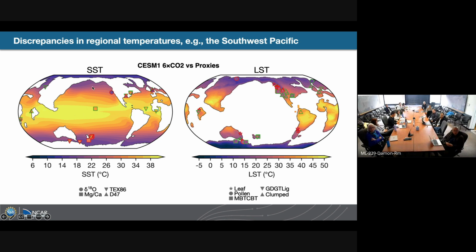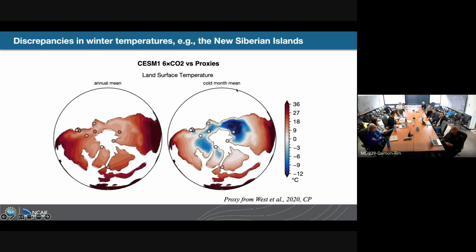And over other places, you do see model data discrepancy, especially over the Southwest Pacific, where the proxy suggests the regional SST of 30 degrees C, and the model can only simulate 18 to 12 degrees C. So we have a big model data discrepancy there. And you see a similar thing in the land surface temperature over some regions.